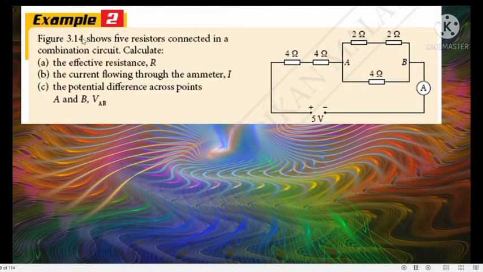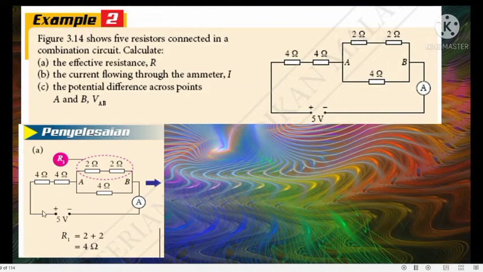Example 2, figure 3.14 shows 5 resistors connected in a combination circuit. Calculate the effective resistance R, the current flowing through the ammeter I, and the potential difference across points A and B, V_AB. Okay, this is also a combination circuit, series and parallel. The total voltage supply is 5 volts. Okay, let's look at the solution for this question.